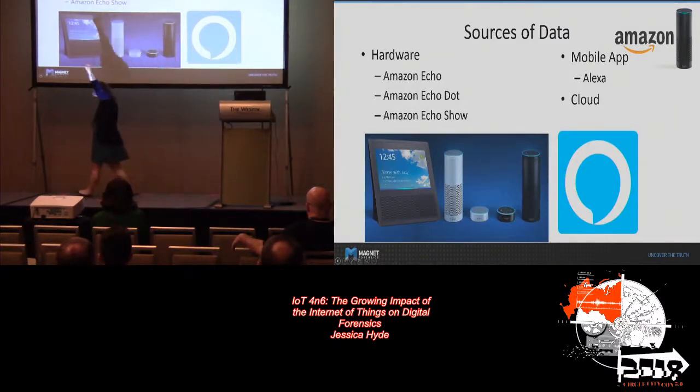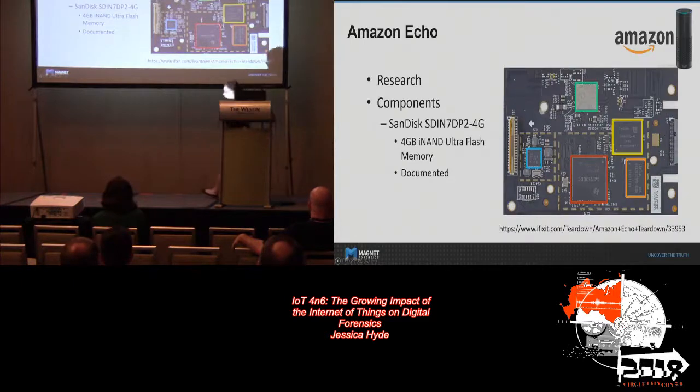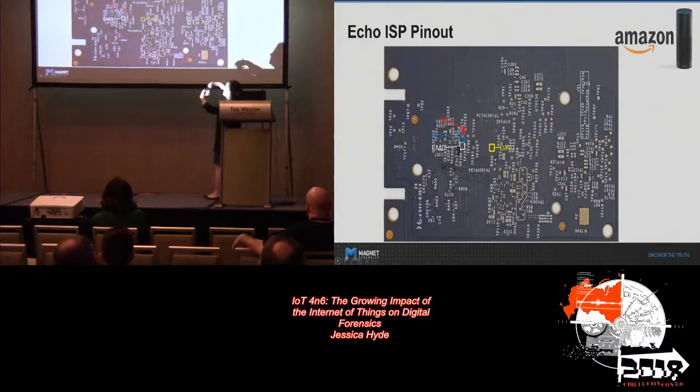All right, so let's talk about sources of data. I took these devices apart. So we're going to talk a little bit about the devices, we're going to talk about the cloud, and we're going to talk about the app. So in my research, this is the Tall Echo. This has a 4 gig eMMC flash memory. I was able to ISP this device. If you would like to ISP one yourself, there is the pinout.